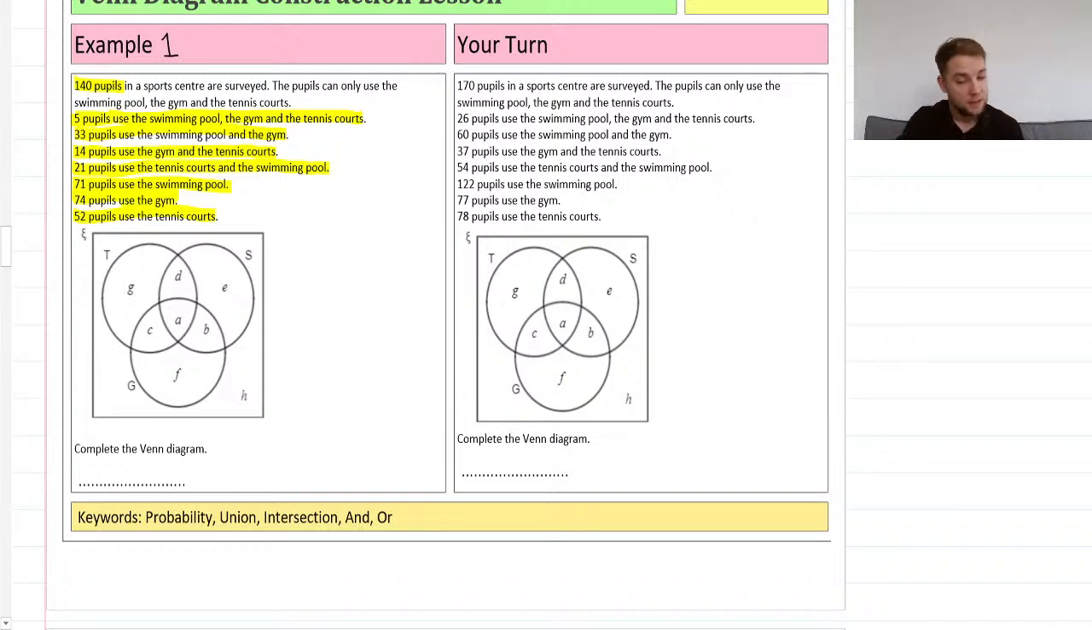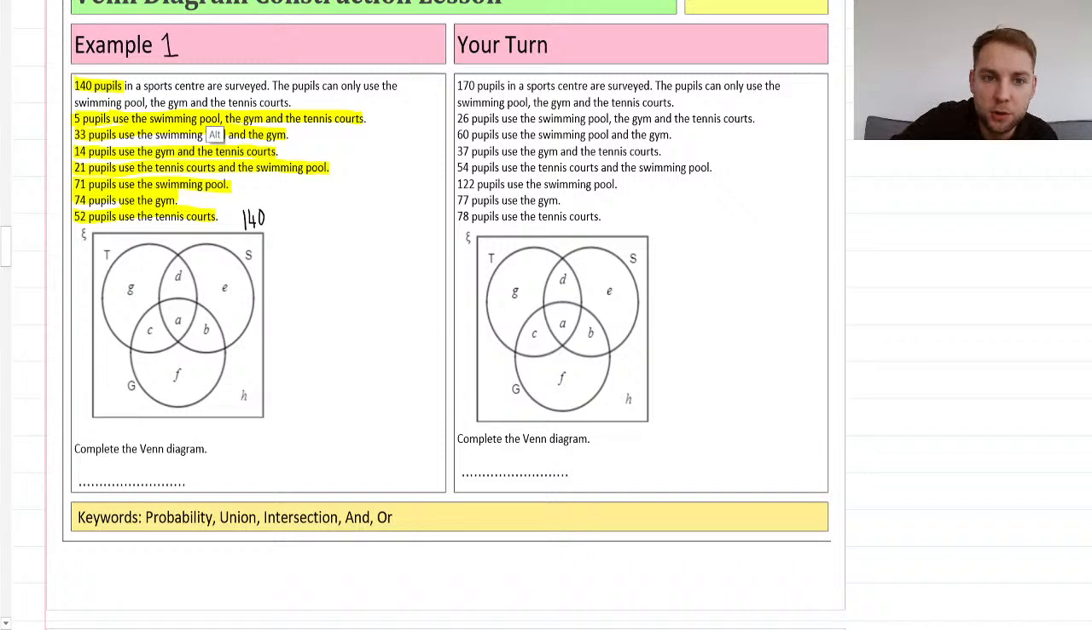Now, with this one here, it seems worse because there's more data, but actually, they give it to you in a really nice way. Now, the way that we do this is there's 2 key things we need to start with. We know that the total of all of these areas here sum to 140. Okay? And it's all about starting in the middle and working your way out.